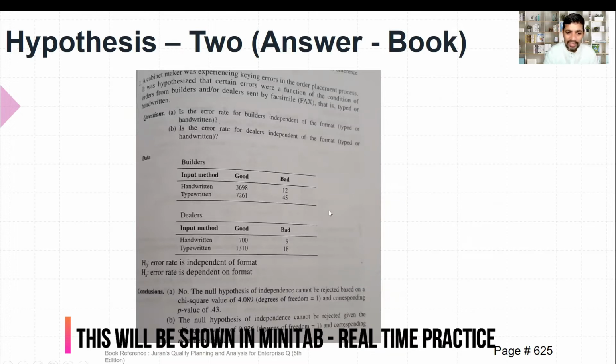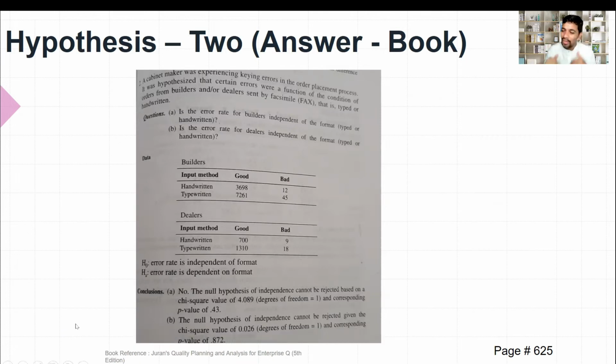So this is the data set, and it says that the p-value they have got is 0.43. In the first case, we got a p-value less than 5%. Now here, more than 5%. That means the null hypothesis of independence cannot be rejected based on the chi-square value, because this is discrete data. So the chi-square value is 4.089, and the corresponding p-value is 0.43.